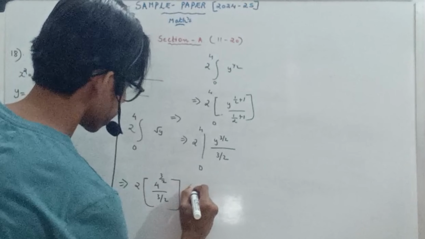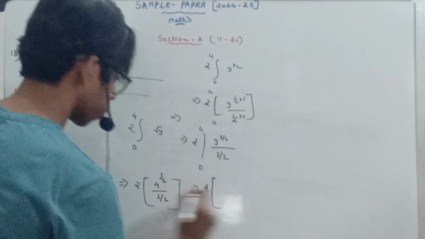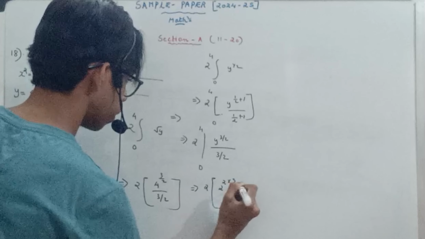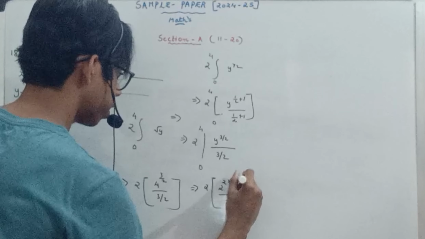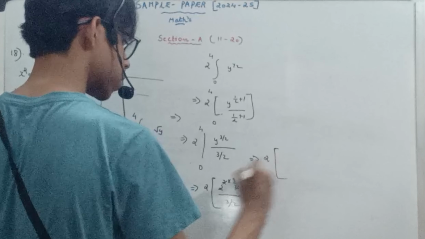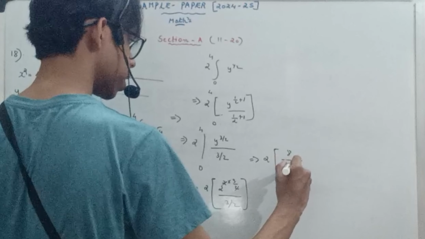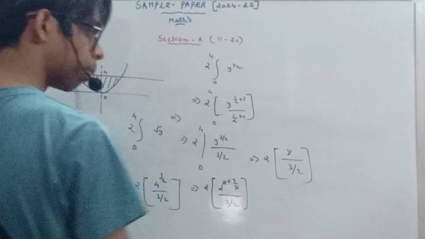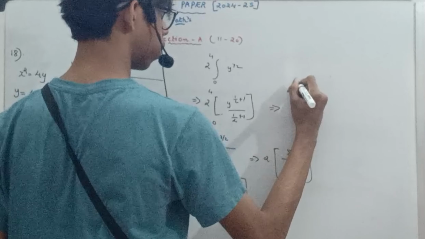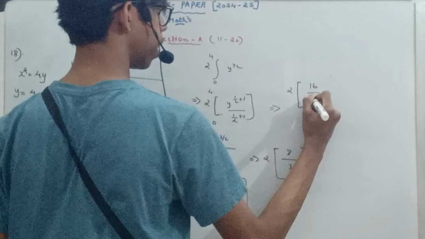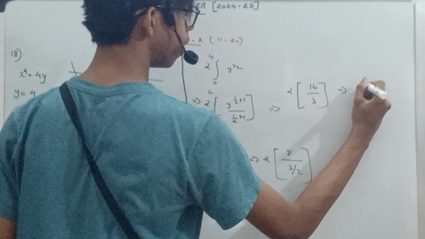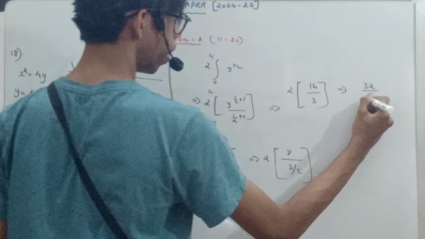Okay, so now we can just simplify it. So twice of, now this 4 we can write as 2 square into 3 by 2, the whole divided by 3 by 2. This 2 and this 2 cancel. So from here we will be getting twice of 2 cube, which is equal to 8, the whole divided by 3 by 2. Now this 2 will go to the numerator. So we will be getting twice of 16 divided by 3. Now 16 into 2 is equal to 32 divided by 3.